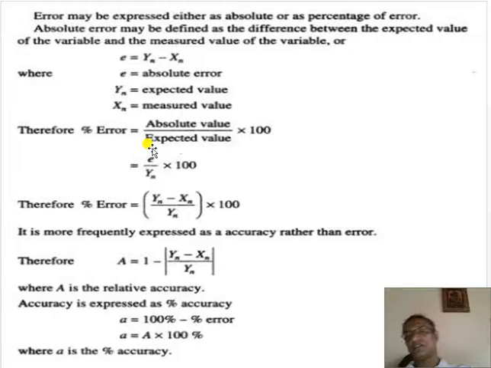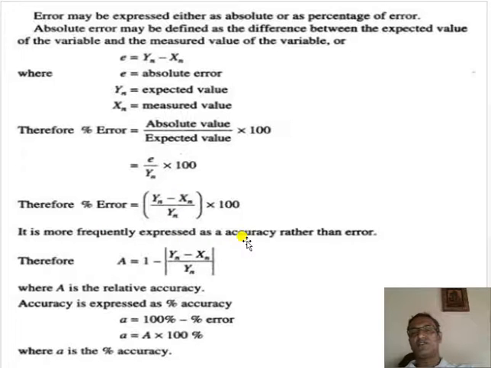Therefore, the percentage error is given by the absolute value divided by the expected value, into 100%. Once again, the absolute value is given by Y of n minus X of n, which is represented by E divided by Y of n into 100. Therefore, the percentage error equation is, E replaced by Y of n minus X of n, divided by Y of n, into 100.